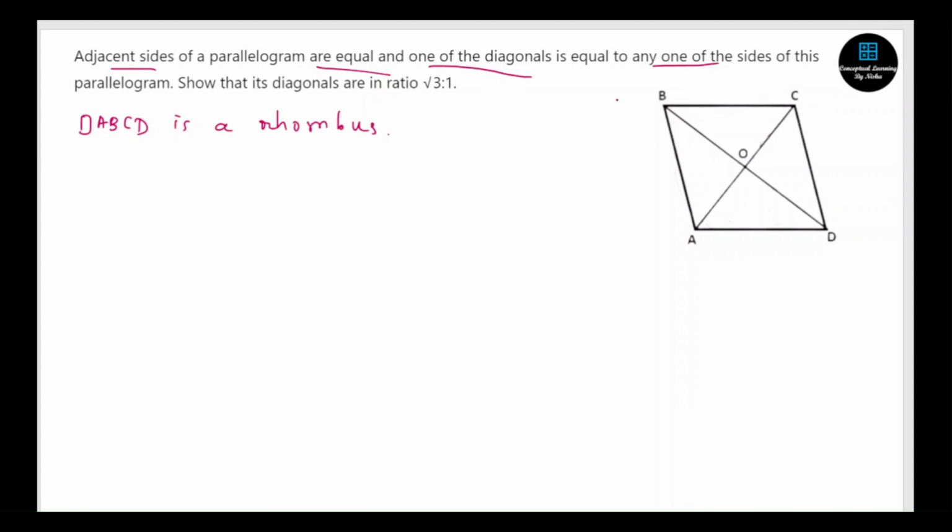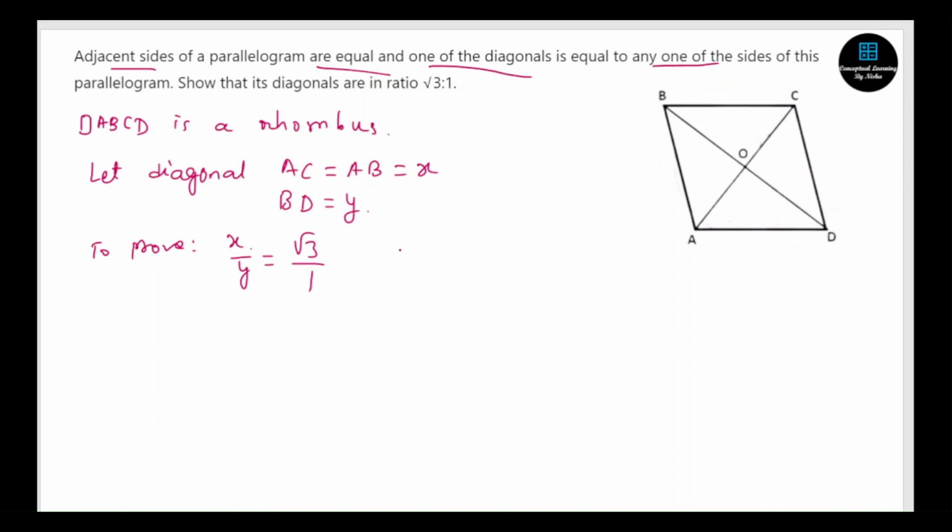Now what we have to prove? Let's say the diagonal AC equals to X and BD is equals to Y. So we have to prove that X to Y. Show that the diagonals are in ratio. So the bigger diagonal, X to Y is root 3 upon 1. This we have to prove.